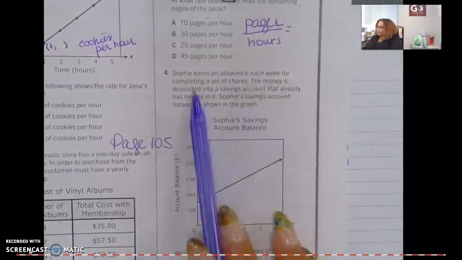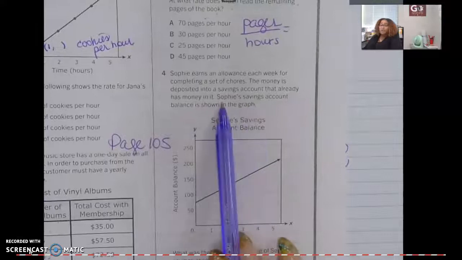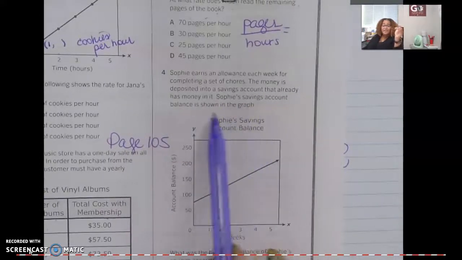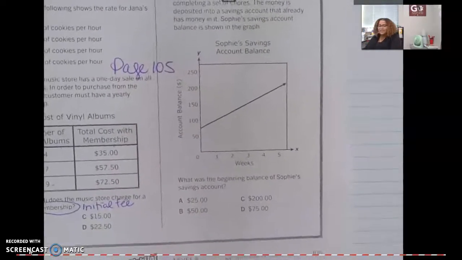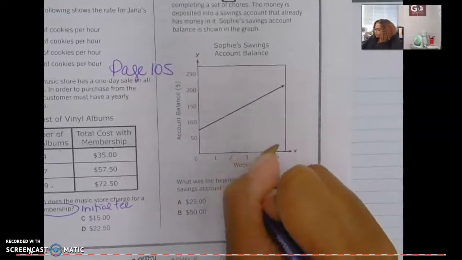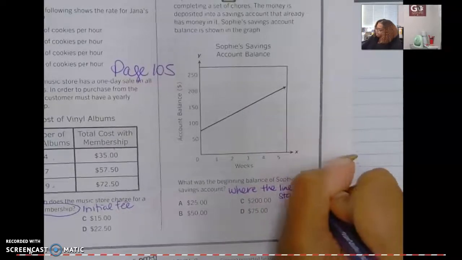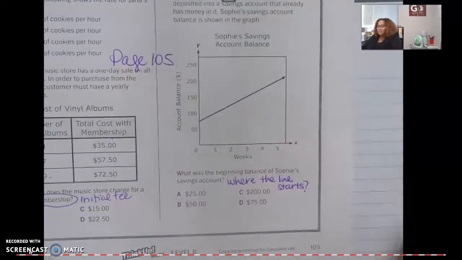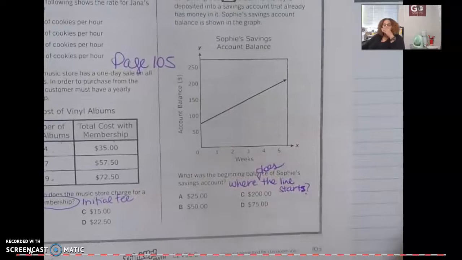Next question. Sophie earns an allowance each week for completing a set of chores. The money is deposited into a savings account that already has money in it. So we're not starting at zero here. Sophie's savings account balance is shown in the graph. What is the beginning balance of Sophie's savings account? So this is where the line starts. Where does the line start? So I need to look at my graph, figure out where it starts. That's it. Very simple question here.